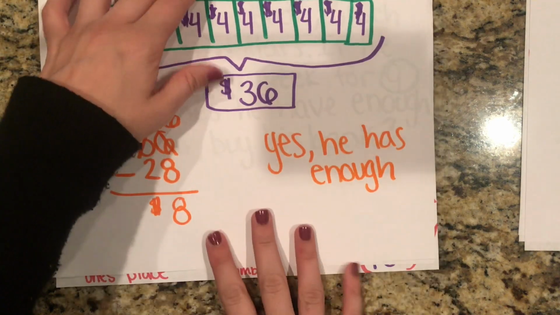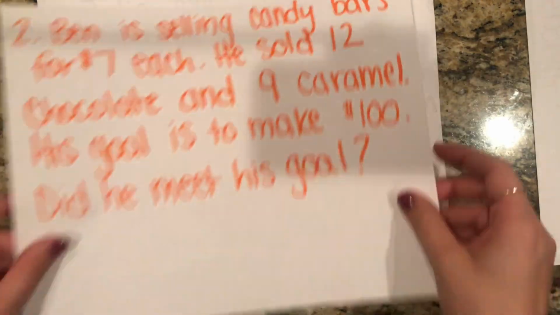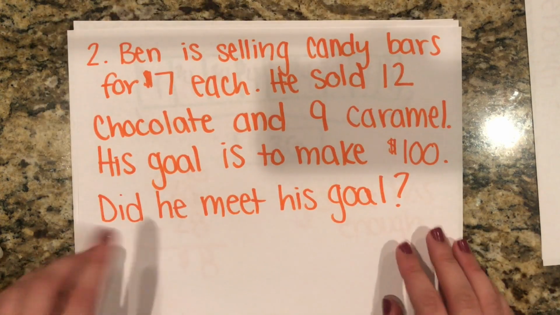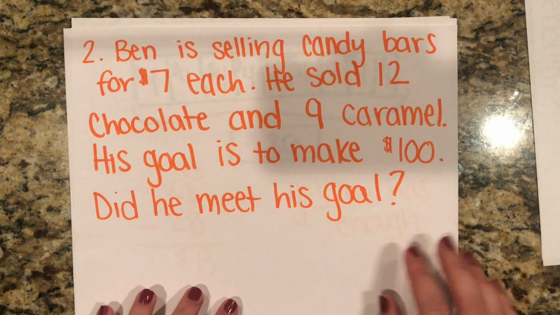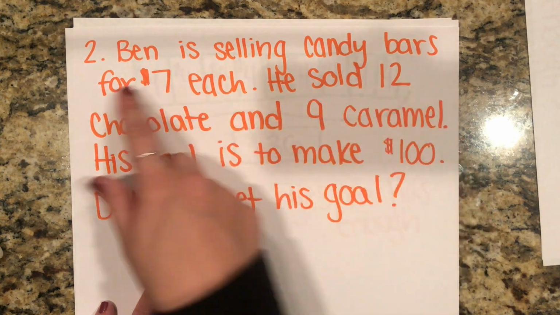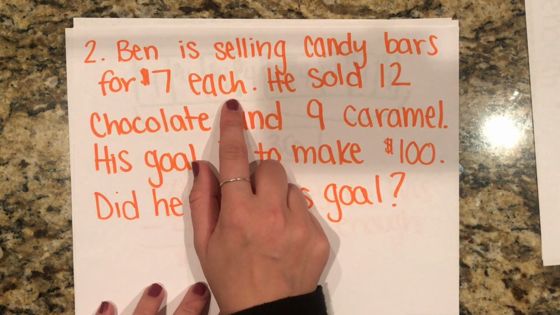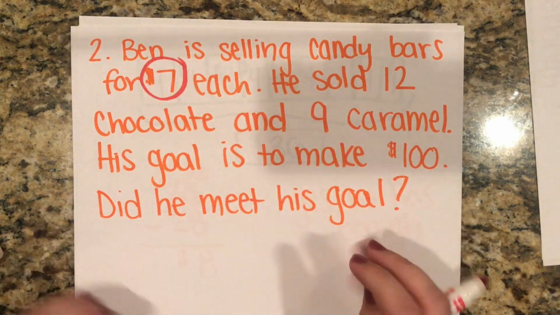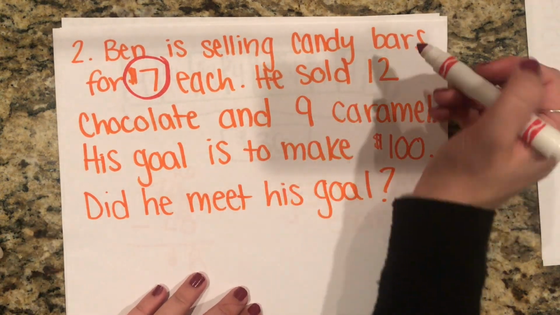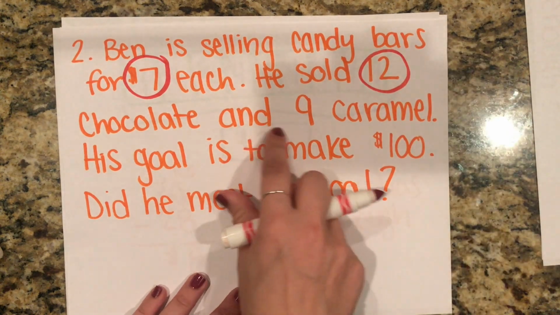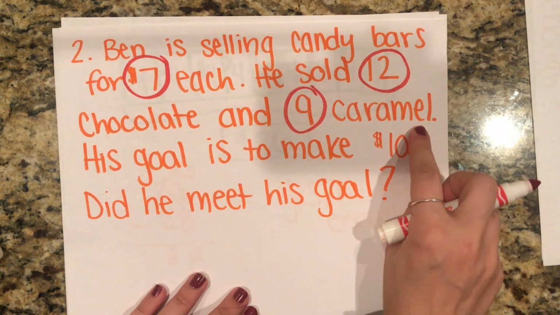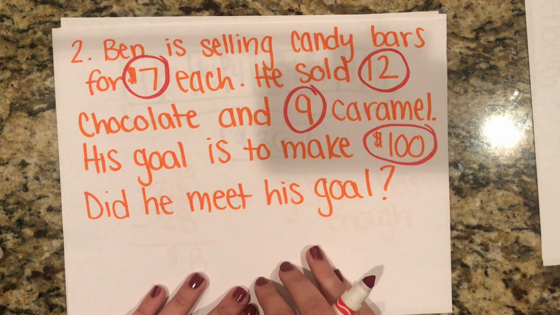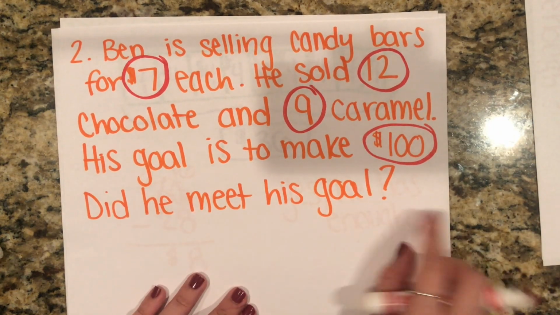Okay. So for problem number 2, this one's going to be a little bit trickier, and you're going to have to solve part of it on your own. So Ben is selling candy bars for $7 each. And I'm going to circle that because I know $7 is an important number. He sold 12 chocolate and 9 caramel. His goal is to make $100. Did he meet his goal?